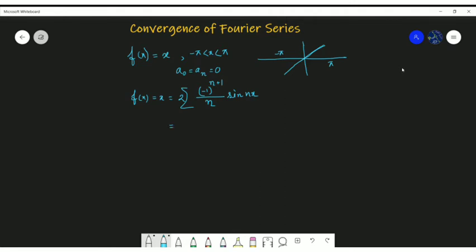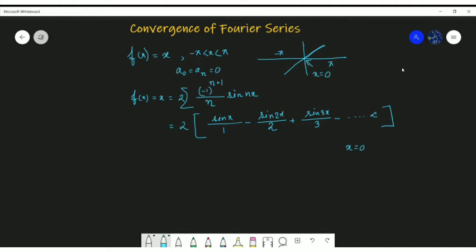So if we expand to a few terms, putting n equal to 1, we get sine x over 1, minus sine 2x over 2, plus sine 3x over 3, and it will go up to infinity like this. Now let us check the summation of this infinite series at the value x equal to 0. This is the point where x is equal to 0.